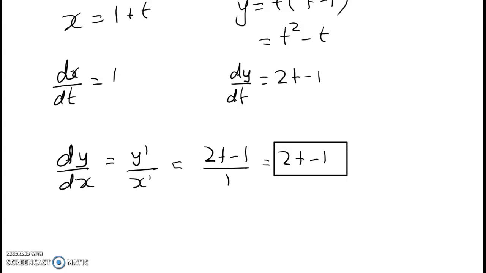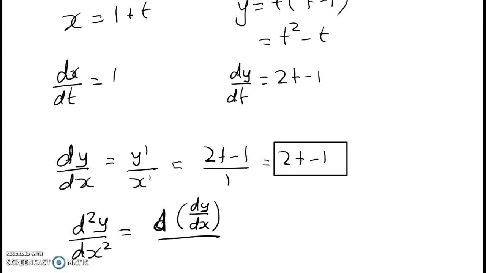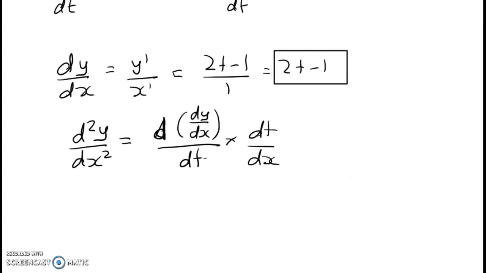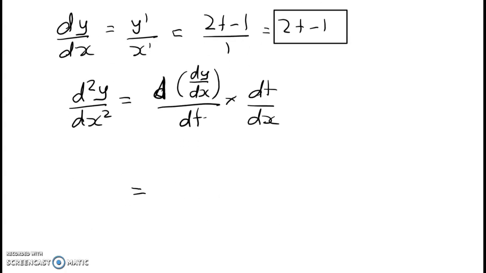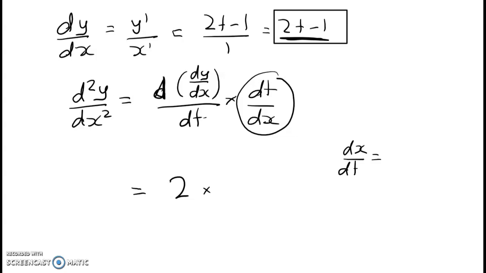Now, the second derivative goes like this. d squared y by dx squared is equal to d, differentiate the first derivative with respect to t, and then chain rule it out. So times dt by dx. So dy by dx was 2t minus 1. Differentiated with respect to t gives me 2. And we had dx by dt was just 1. So dt by dx is 1 over 1, which is also 1. So my second derivative here works out to be 2.